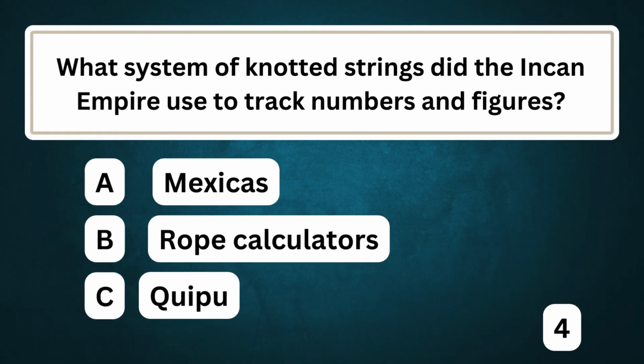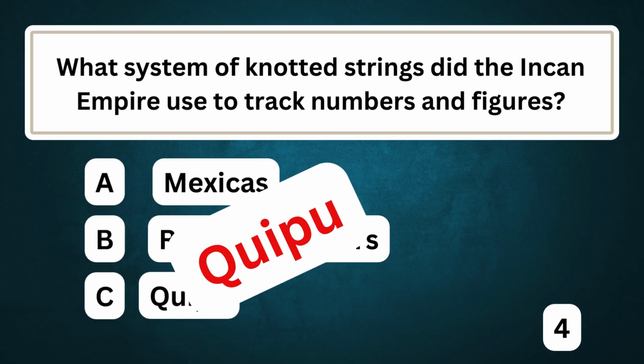What system of knotted strings did the Incan Empire use to track numbers and figures? Quipu was the Incan system of knotted strings used for record keeping.